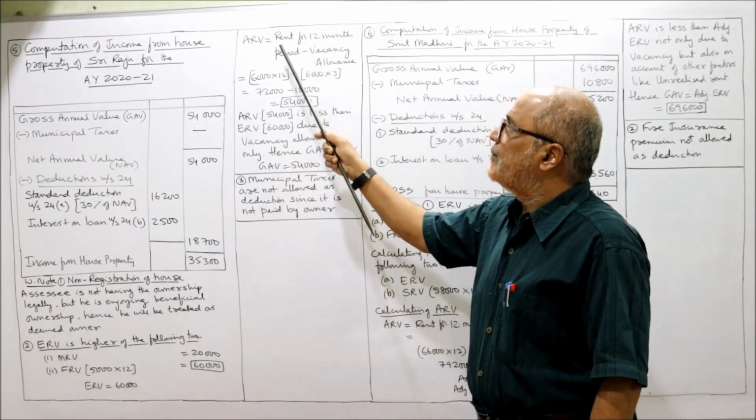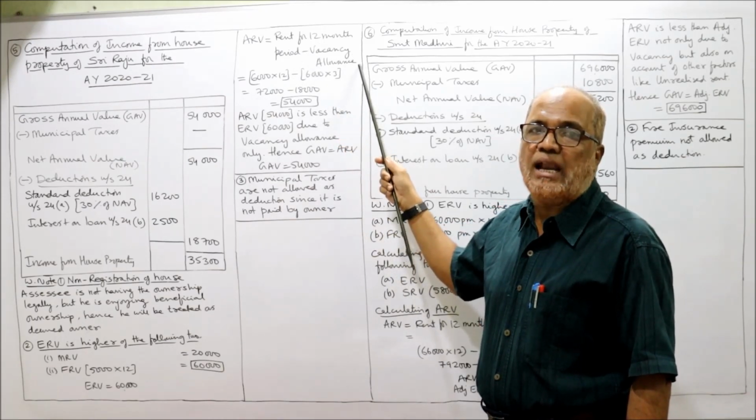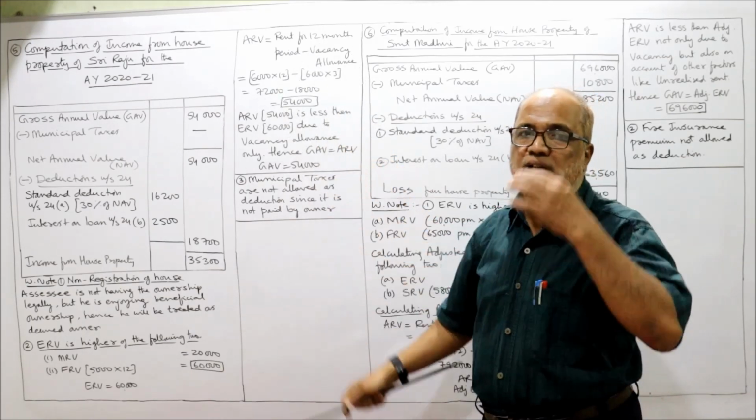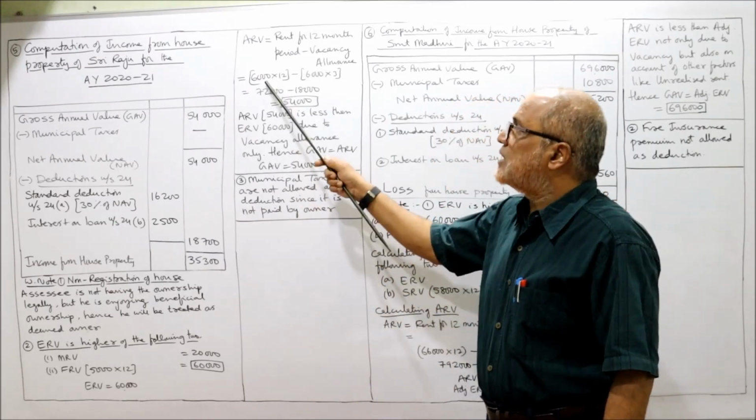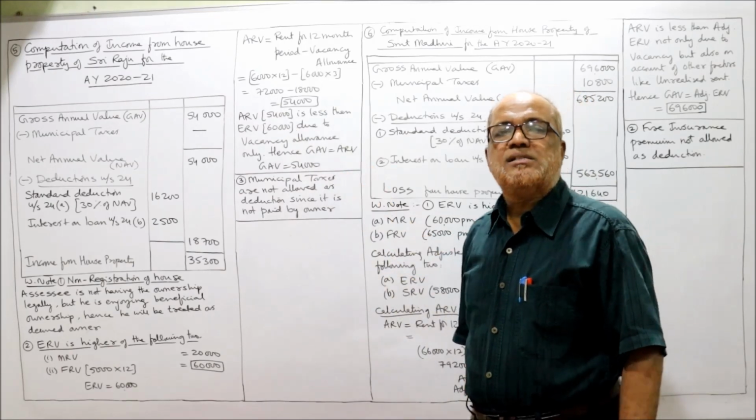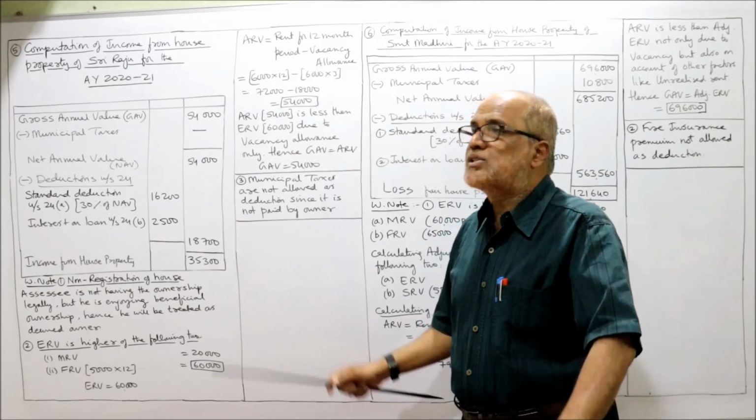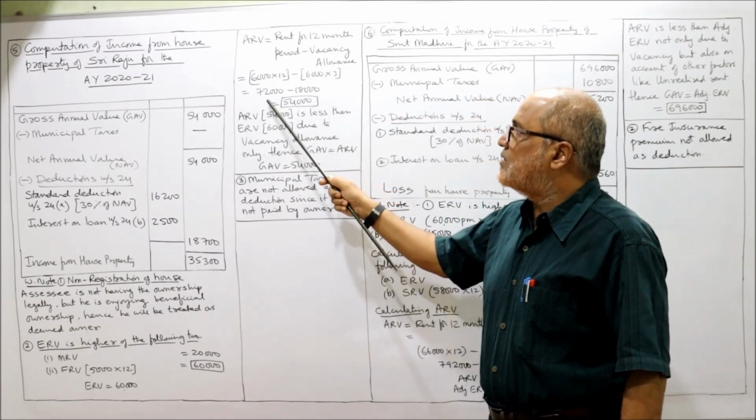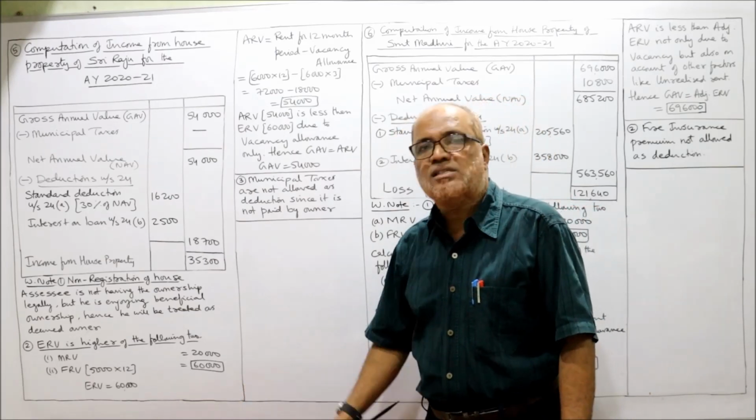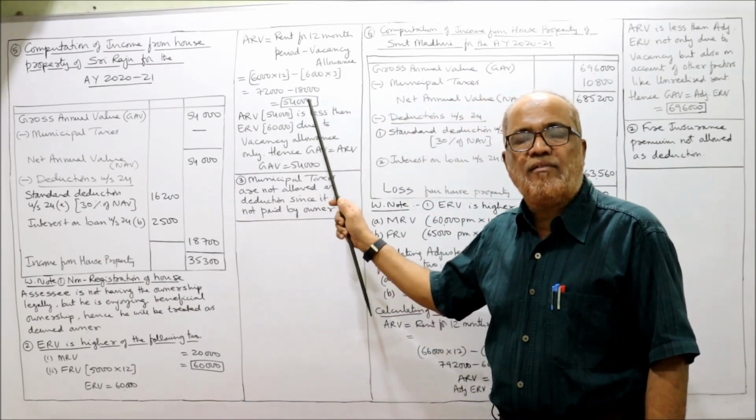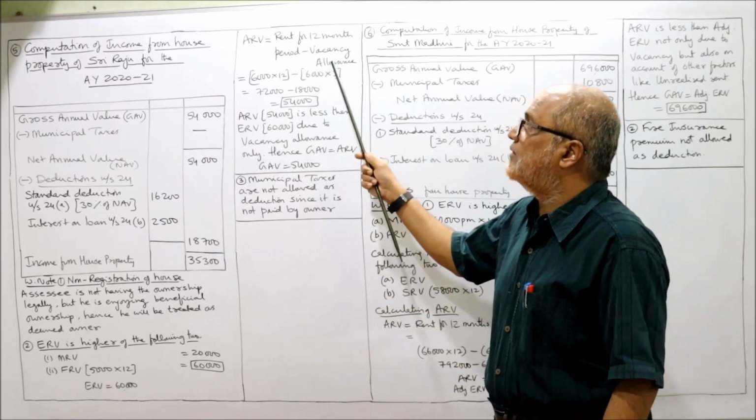Now we have to calculate ARV. ARV is equal to rent for 12-month period minus vacancy allowance. The monthly rent was 6,000, given in the first line of the problem. Actual rent is 6,000. 6,000 into 12, 72,000, minus 3 months vacant. The house remained vacant for 3 months. So 6,000 into 3, 18,000. 72 minus 18, 54,000. ERV we got 60,000, whereas ARV we got 54,000.